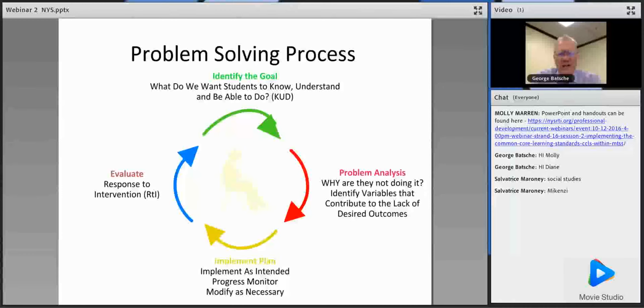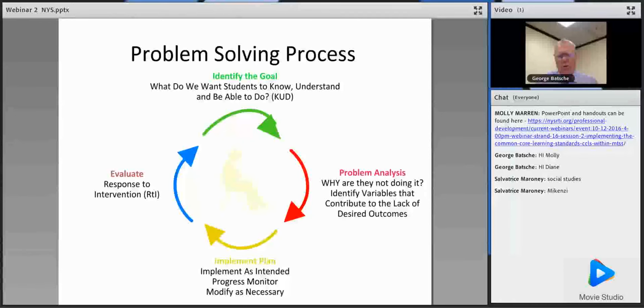But the problem-solving process for me is simply 4 questions. What do we want students to know, understand, and do? Why can't they do it? What are we going to do about it? And did it work? So if we go back to that learning goals section of Common Core Learning Standards, that learning goal goes in step 1. It is the goal for the academics that we're identifying.